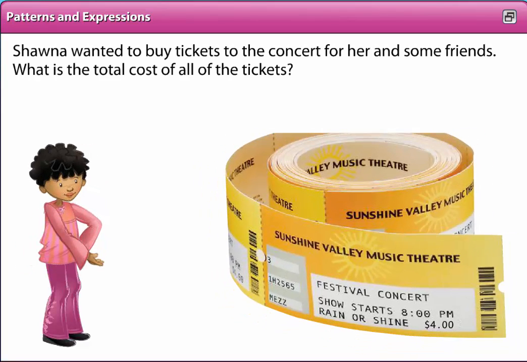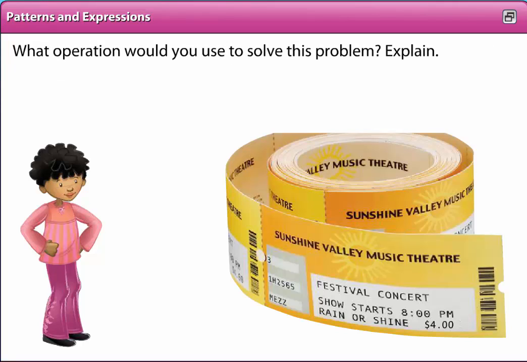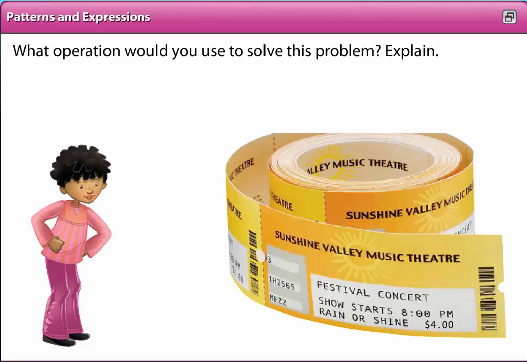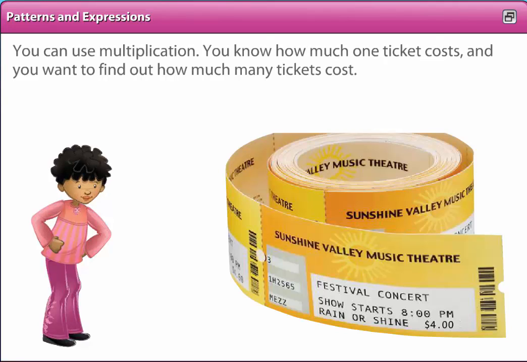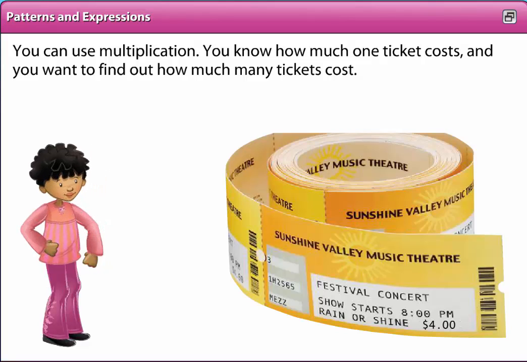Shauna wanted to buy tickets to the concert for her and some friends. What is the total cost of all of the tickets? What operation would you use to solve this problem? Explain. You can use multiplication. You know how much one ticket costs, and you want to find out how much many tickets cost.